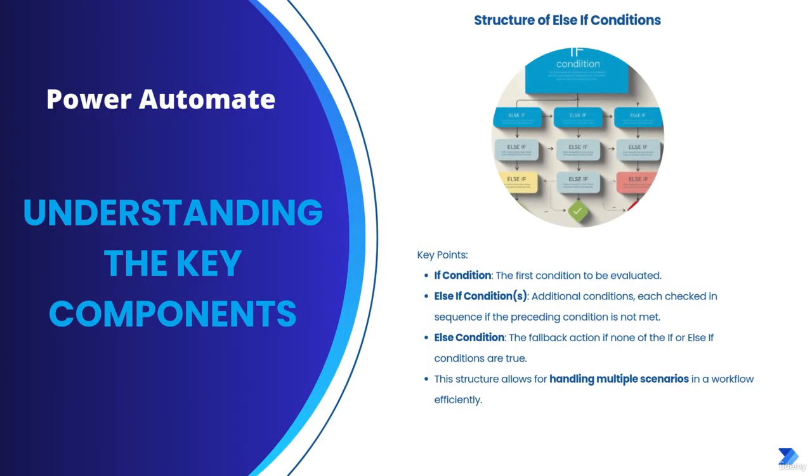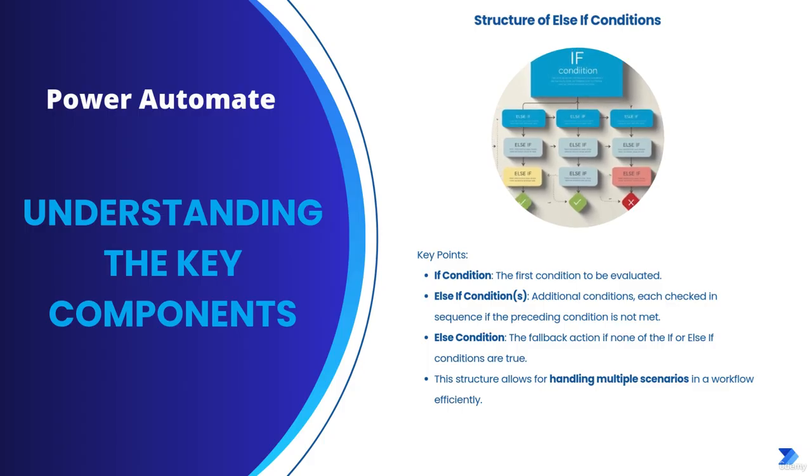Structure of else if condition. If condition: the first condition to be evaluated. Else if conditions: additional conditions that are checked sequentially if the first condition is not met. Else condition: the fallback condition when none of the if or else if conditions are met. This structure is crucial for handling workflows that involve more than two possible outcomes.